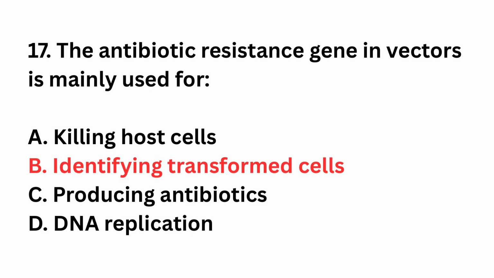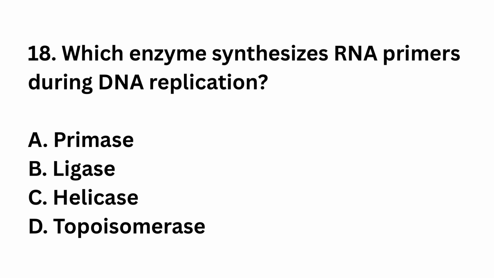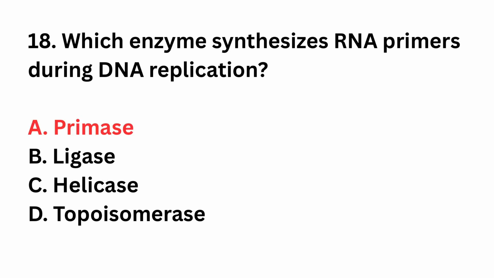Selectable markers like antibiotic resistance genes help to identify cells that have successfully taken up recombinant DNA. Question number 18. Which enzyme synthesizes RNA primers during DNA replication? Primase, ligase, helicase, topoisomerase. The right answer is option A. Primase synthesizes short RNA primers that provide 3'OH group for DNA polymerase to start replication.